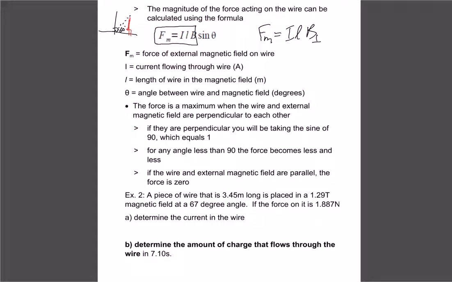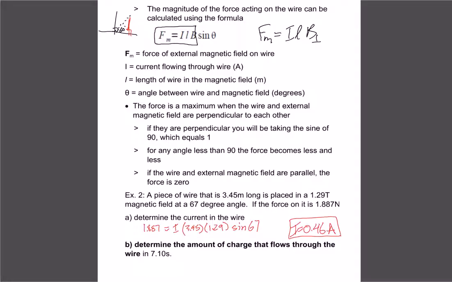So we would have our force is 1.887 newtons, and our current is what we're looking for. Our L is 3.45, our B is 1.29, and our angle is 67 degrees. So if we rearrange that equation, solve it for I, we will get 0.46 amps. So remember from before, current was just measuring how much charge is moving per second. Okay, so it's 0.46 amps.